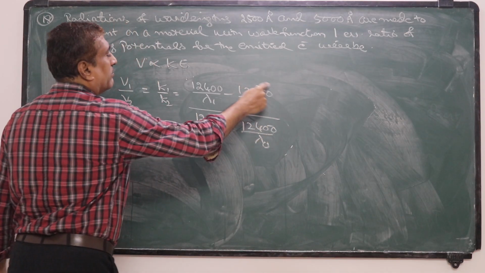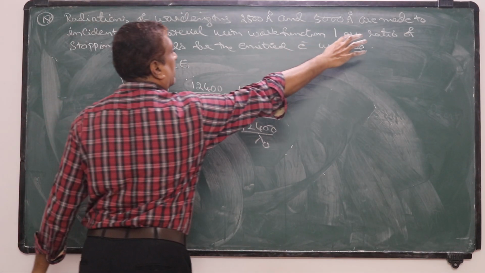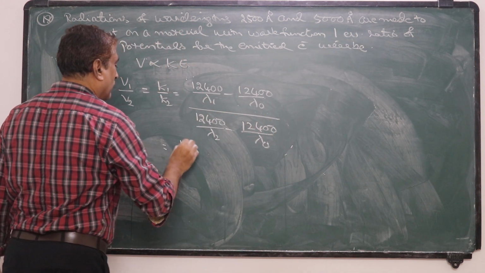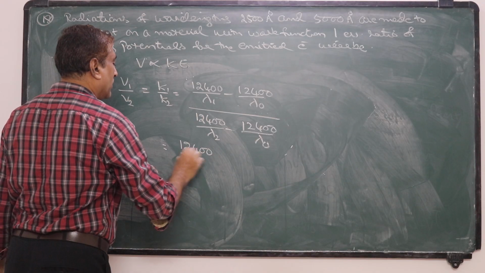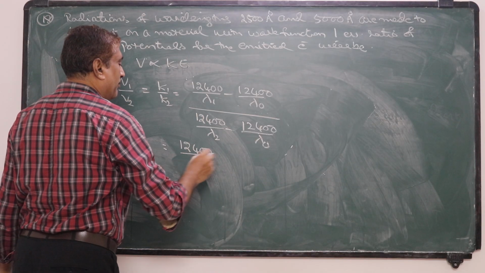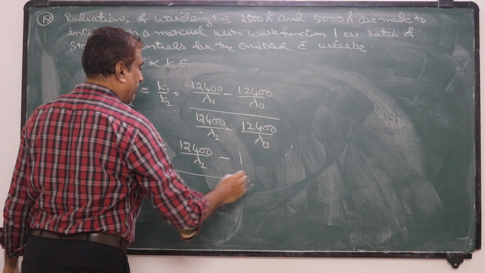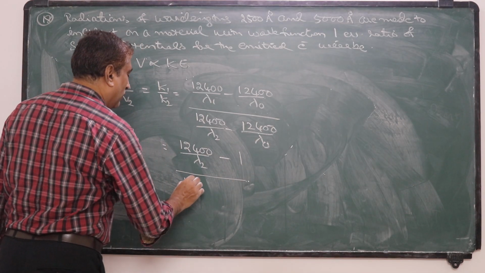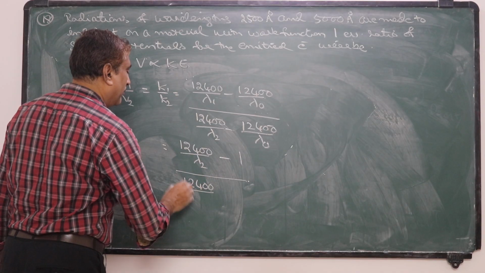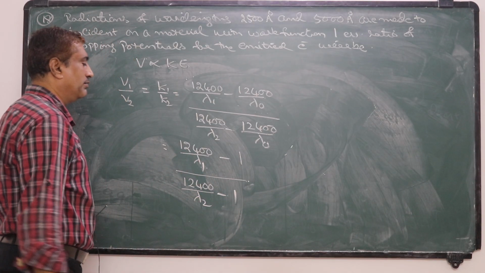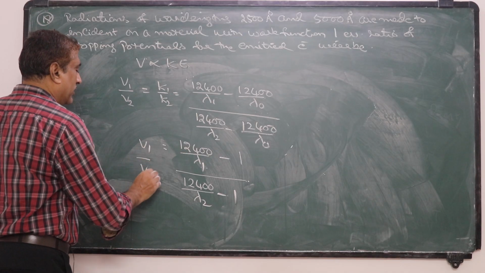But this is the work function, which is given as 1 electron volt. So we can write it as 12400 by lambda 1 minus 1, divided by 12400 by lambda 2 minus 1. So this is equal to V1 by V2.